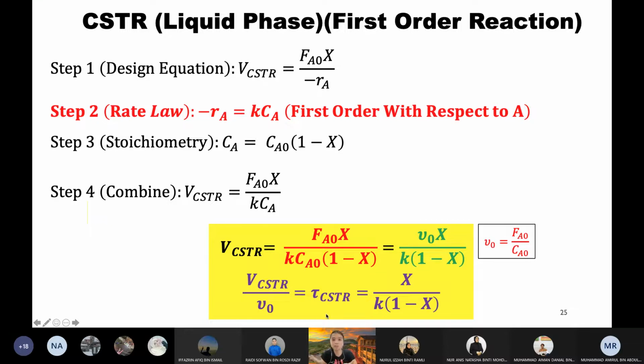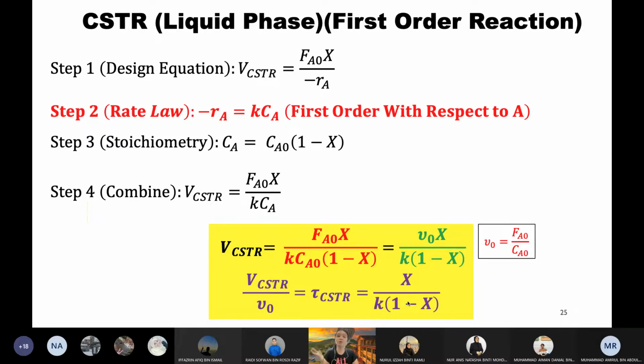So sekarang kita dah boleh cari space-time. So belah kiri dah dapat space-time. So what happens to belah kanan? So belah kanan akan tinggal X divided by K in bracket 1 minus X. So now we have the third version of the equation, of which this is used to find space-time.